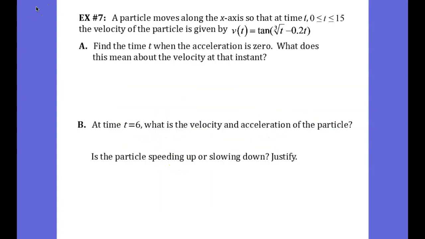In example 7, we've got one last calculator problem. They tell us a particle moves along the x-axis, so on the interval from 0 to 15, velocity is given by the function tangent of cube root of t minus 0.2t. In part A, they want us to find the time t when the acceleration is 0, and then interpret what this means about the velocity at that time. Well, remember that the acceleration is the derivative of velocity. So let's put this function in our calculator and take the derivative.